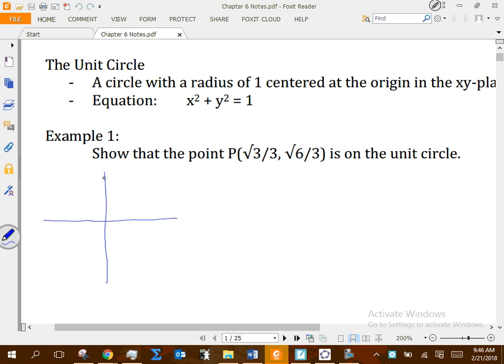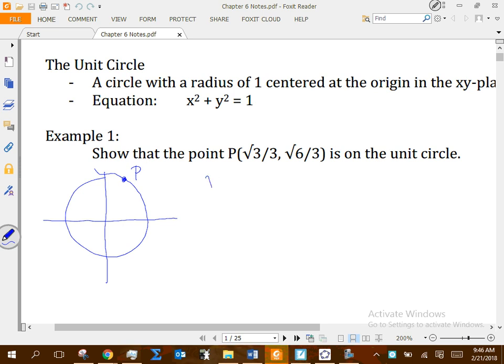So if I think about that, those are both positive numbers, right? And radical 3 is a smaller number than radical 6, isn't it? So this number here is probably like right there. I would assume maybe P, both positive, right? And the x value is smaller than the y value. So it'd be on the circle, it'd be there.